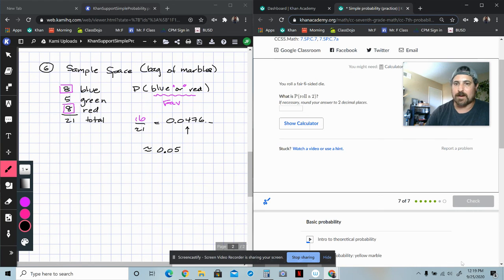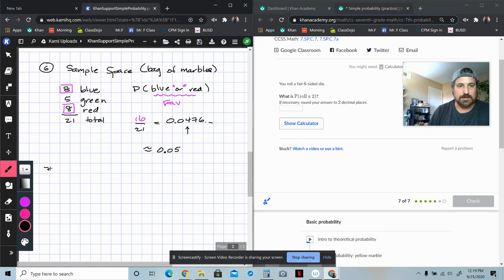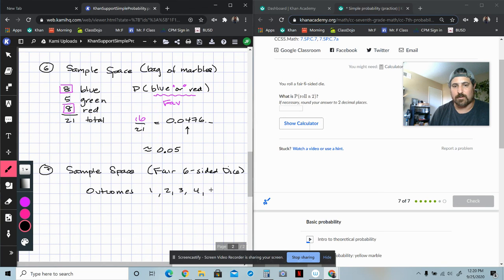All right, so this one is you roll a fair 6-sided die. So the sample space is a fair 6-sided dice. So our sample space in this case is a fair 6-sided dice. You always want to list out the sample space. So that's a fair 6-sided dice. And so that means that your outcomes that are possible here are going to be 1, 2, 3, 4, 5, or 6, right? These are your outcomes that are possible.